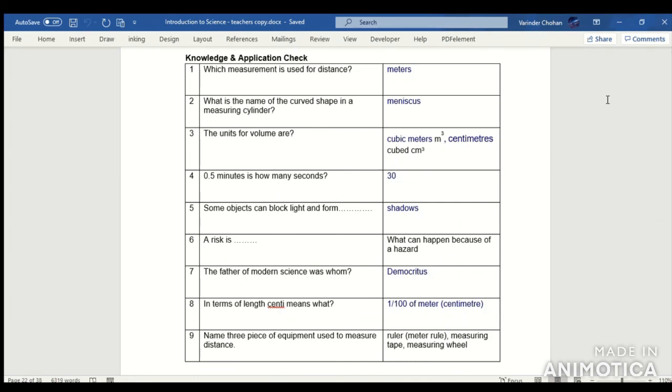Hello and welcome back. Let's go through the answers. Question number 1, which measurement is used for distance? It's the meters. Question 2, in the measuring cylinder what is the curved shape called? It's the meniscus. Question 3, what are the units of volume?